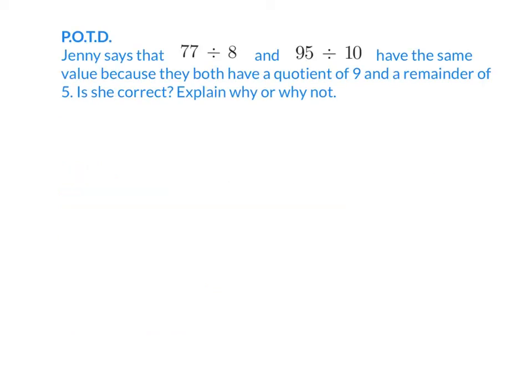Now, let's talk about the problem. It says, Jenny says that 77 divided by 8 and 95 divided by 10 have the same value because they both have a quotient of 9 and a remainder of 5. The question's asking, is she correct? Explain why or why not. And the important information are our two equations, 77 divided by 8 and 95 divided by 10. Let's do these problems first.